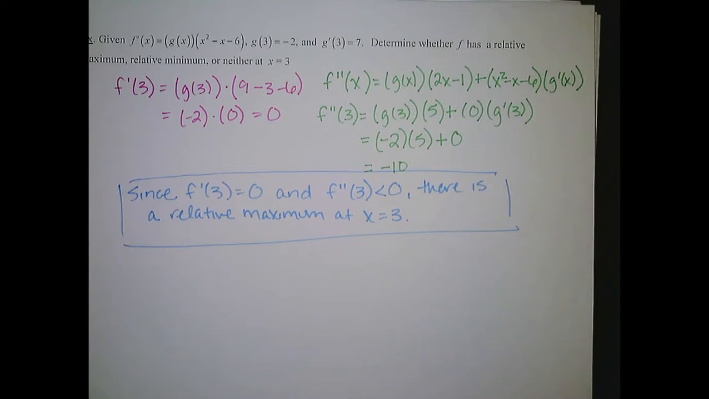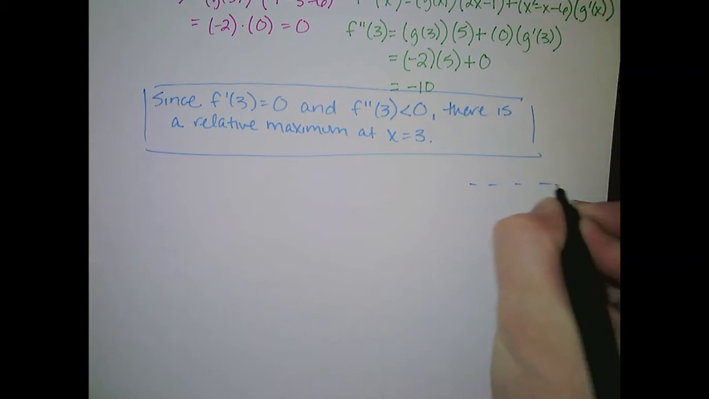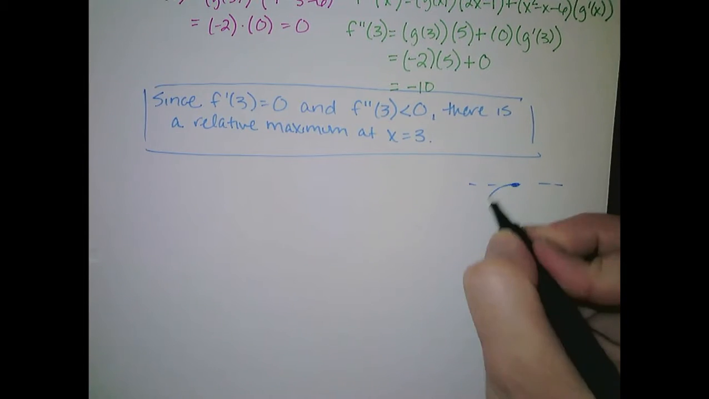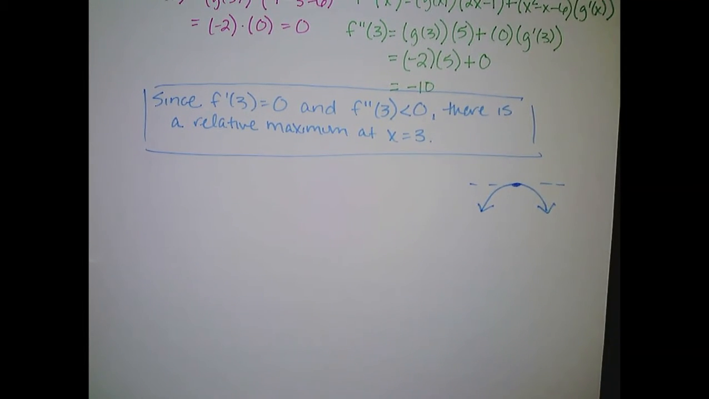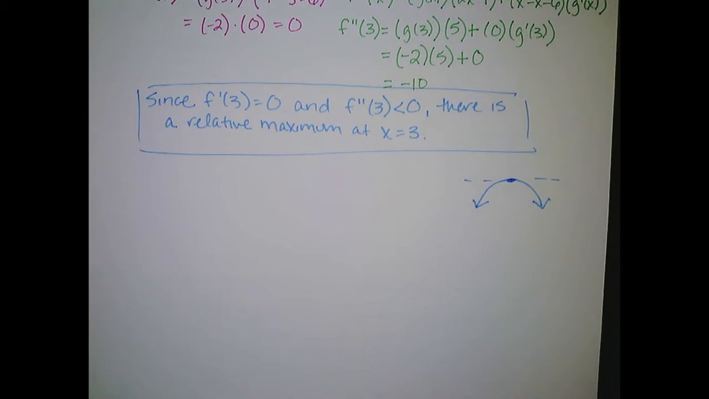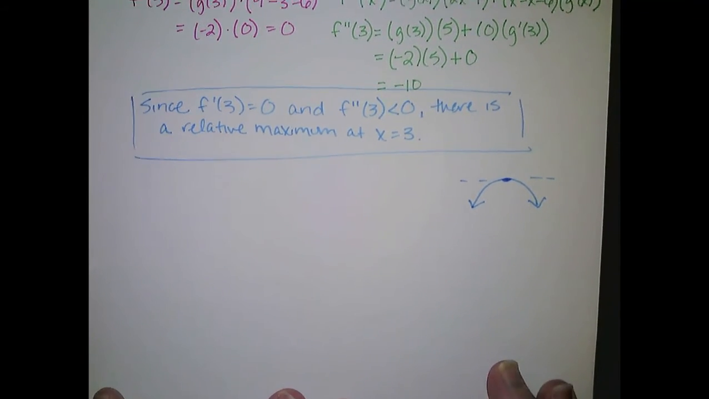And in this problem, that's the only way we could come to that conclusion, is applying that second derivative test, because we don't know what the sign of the first derivative looks like on either side of 3. But we do know that the second derivative is negative. So again, we know we have a horizontal tangent line at 3, and we know the graph must be concave down. And so the only way that we could have that combination of events is if that point is a relative maximum.